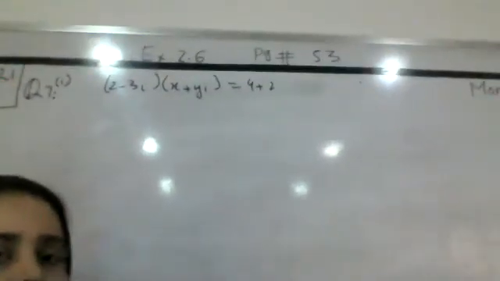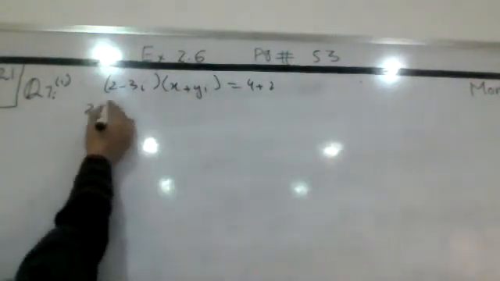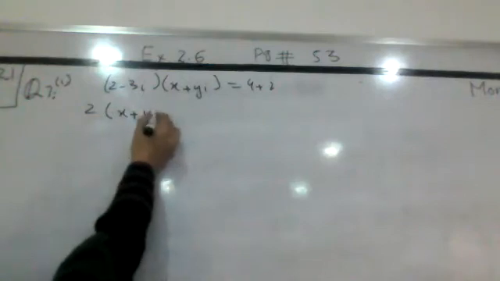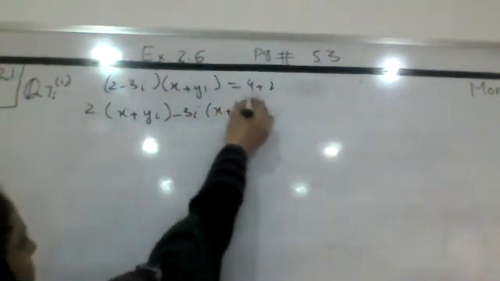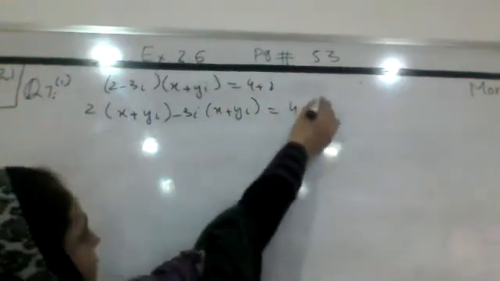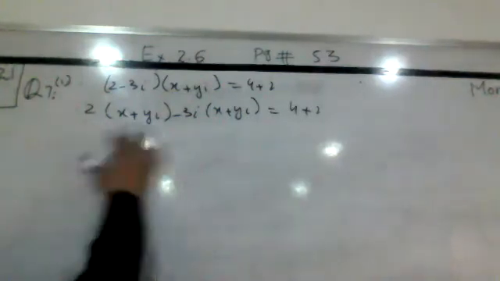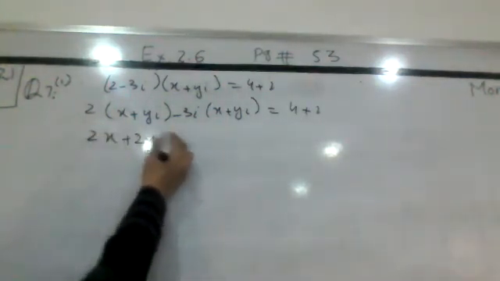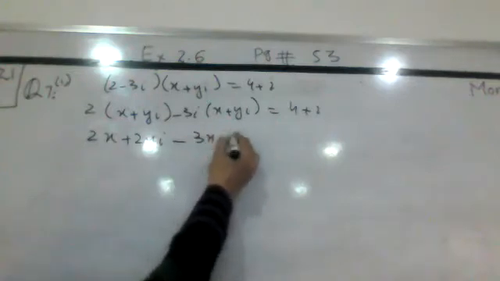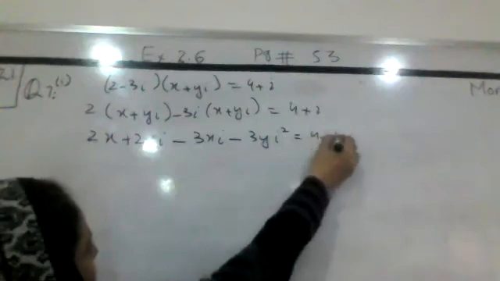So what do we have to do? We will just multiply this with this. What is the method? Same method. (2 - 3i)(x + yi) = 4 + i, and there is nothing to simplify on right hand side. Now multiply 2 with this first, you will get 2x + 2yi - 3xi - 3y i² is equal to 4 + i.